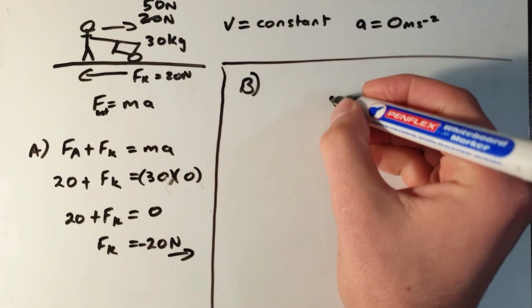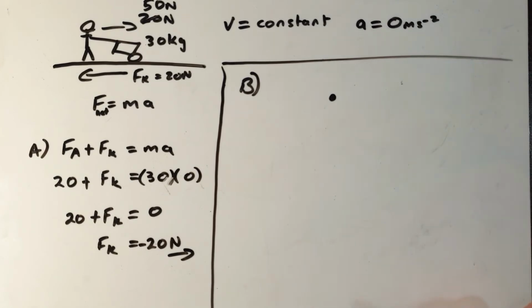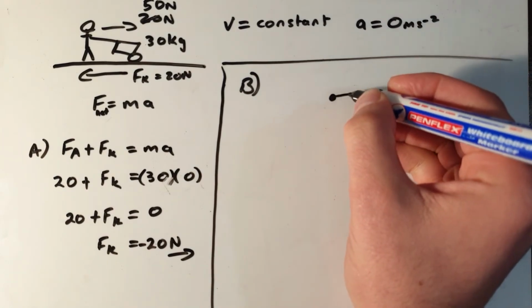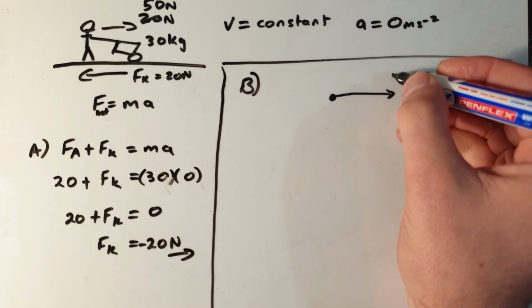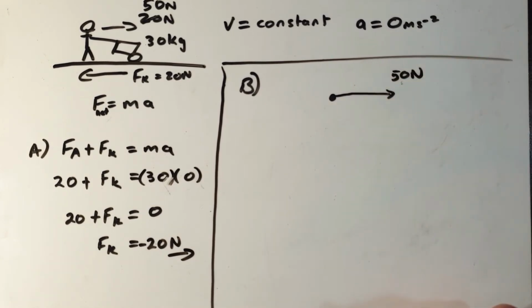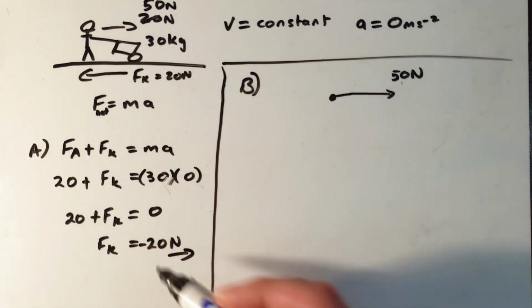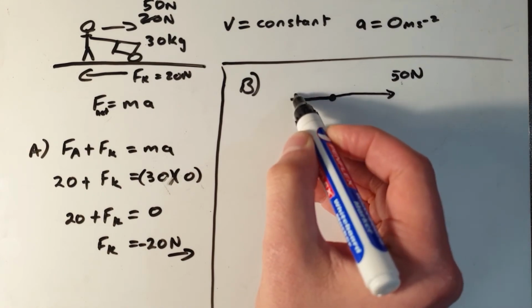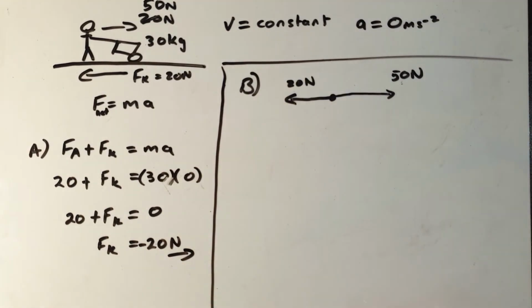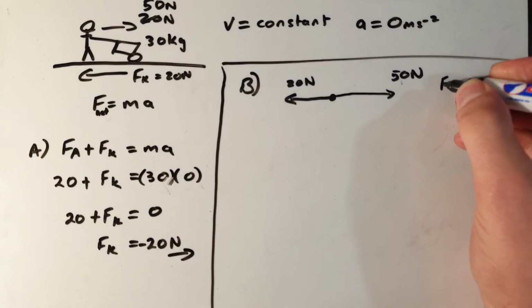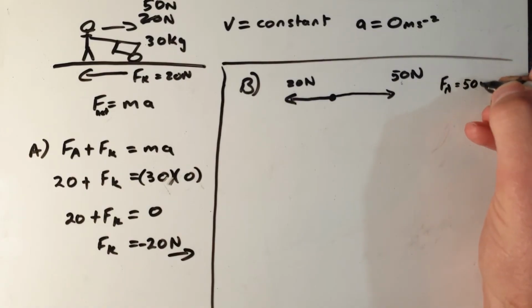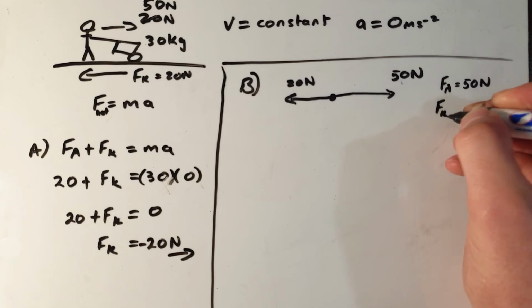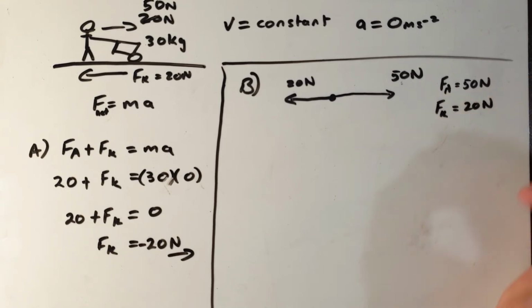So our free body diagram, we've got our wheelbarrow. We know that he is pushing forward with a force of 50 newtons now, and the frictional force is still that 20 newtons that we had originally, or that we calculated over here. And so that's going to be 20 newtons. The question then asks that it should be labeled, so this should then say force applied is equal to 50 newtons, force due to friction is equal to 20 newtons.